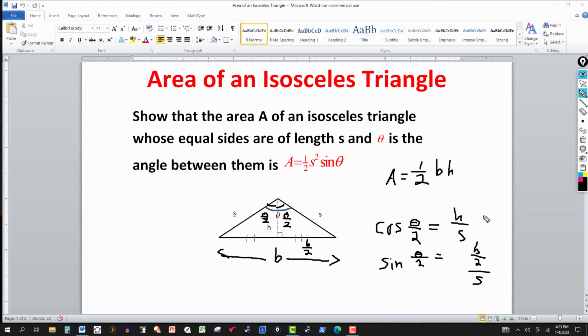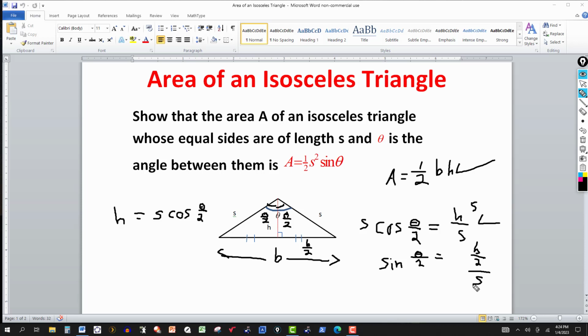So from this one right here, I'm going to multiply both sides by s. I'm going to find h. The reason I want to find h is because I want to use this formula right here to find the area of this isosceles triangle. So multiplying by s, the s cancels, and on the other side I get s times cosine theta over 2.